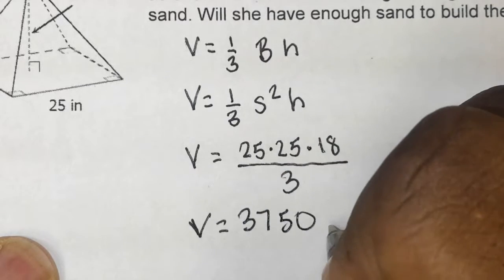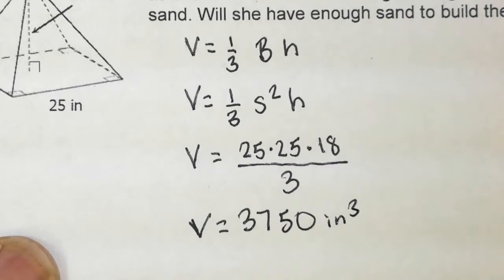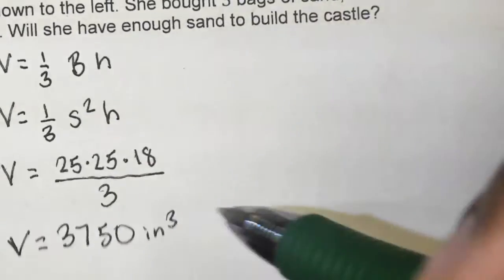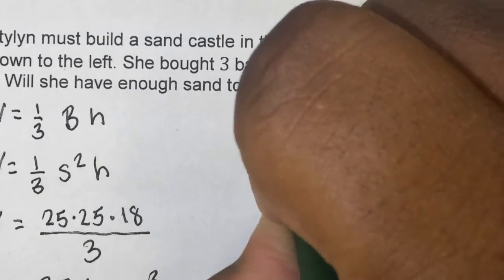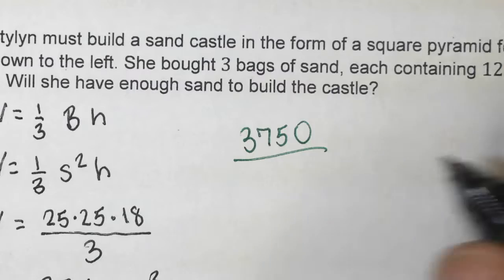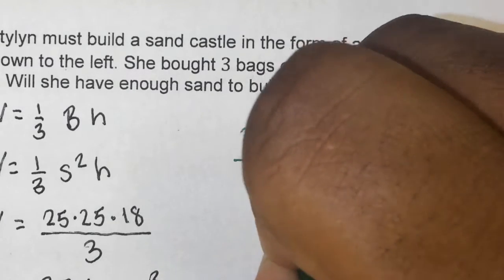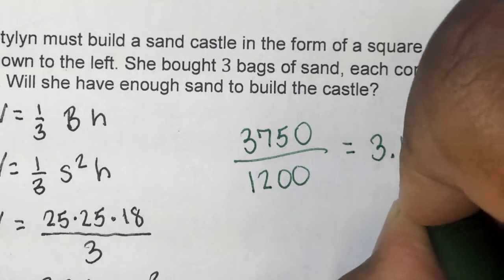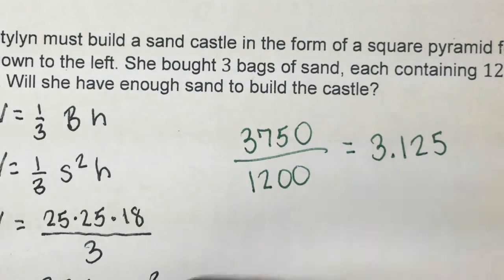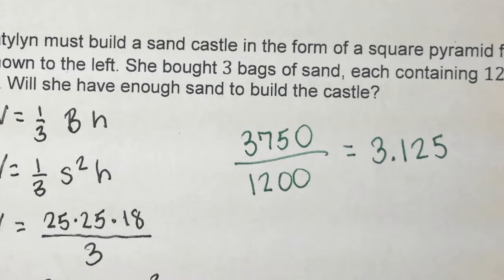Thank you. This is inches cubed. But this is not my answer. Don't box that. We need to use this to figure out if they got enough sand or not. Exactly. You can just divide by the 1,200. And you get 3.125, meaning she needs more than 3 bags of sand.